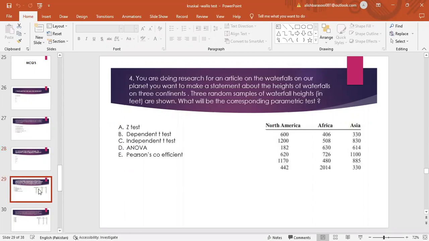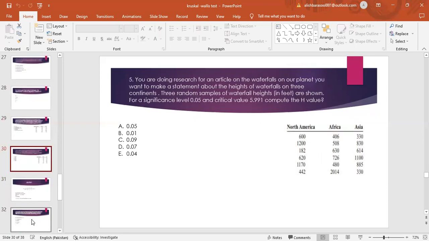You are doing research for an article on the waterfalls on our planet. You want to make a statement about the height of the waterfalls on three continents. Three random samples of waterfall heights in feet are shown. What will be the corresponding parametric test? A, z-test, B, independent t-test, C, dependent t-test, D, ANOVA, E, Pearson's coefficient. D. Yes, D is the right answer.